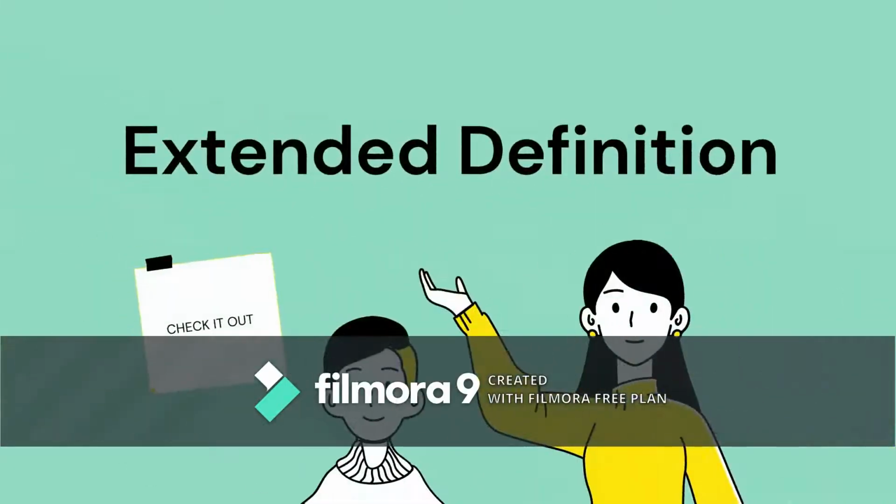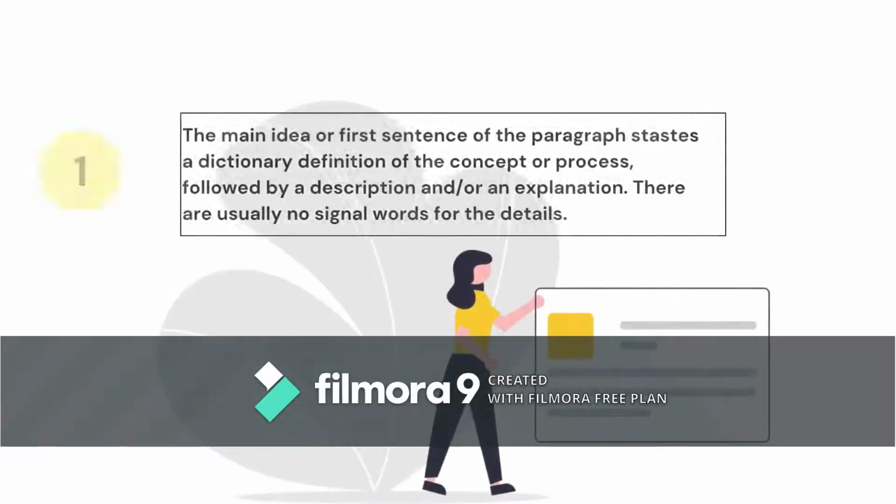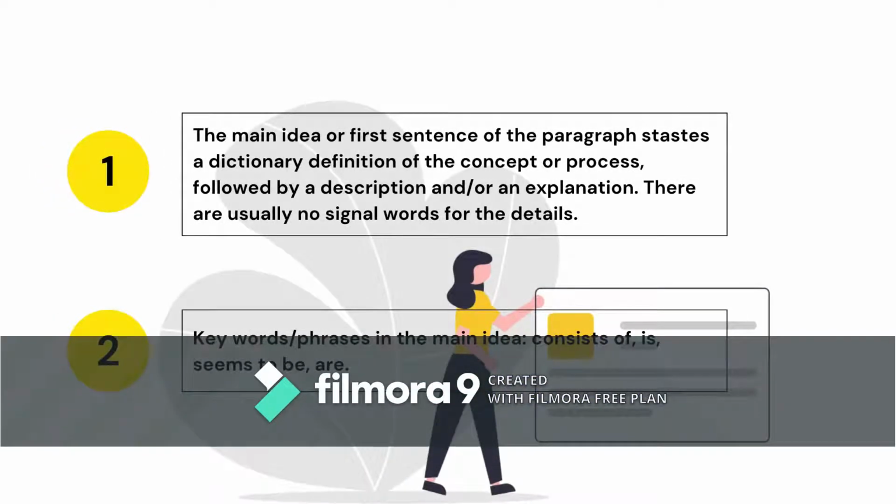Next, the explanation of extended definition. The main idea or first sentence of the paragraph states a dictionary definition of the concept or process, followed by a description and/or an explanation. There are usually no signal words for the details. Keywords or phrases in the main idea consist of is, seems to be, and are.